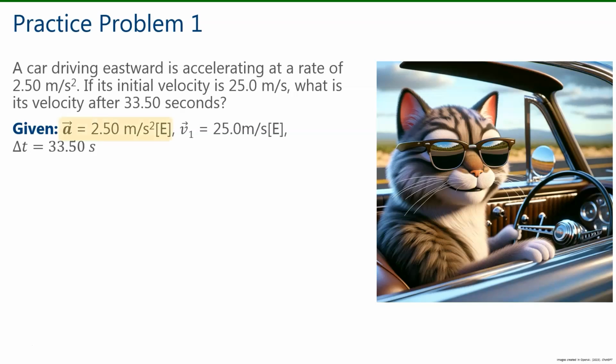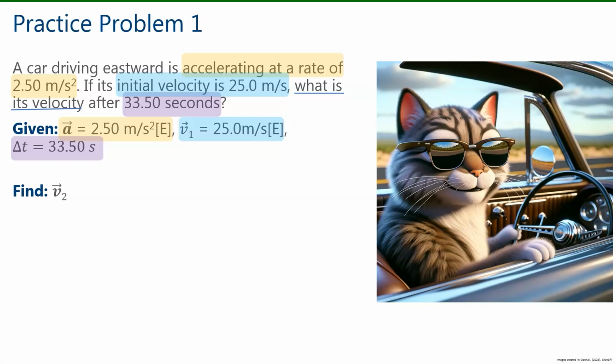You were given that the acceleration is 2.50 meters per second squared. You were given that the initial velocity is 25.0 meters per second east. And you were given that the time is 33.50 seconds. You are asked to find the final velocity. It says, what is its velocity after 33.50 seconds? So at the end of the time interval.